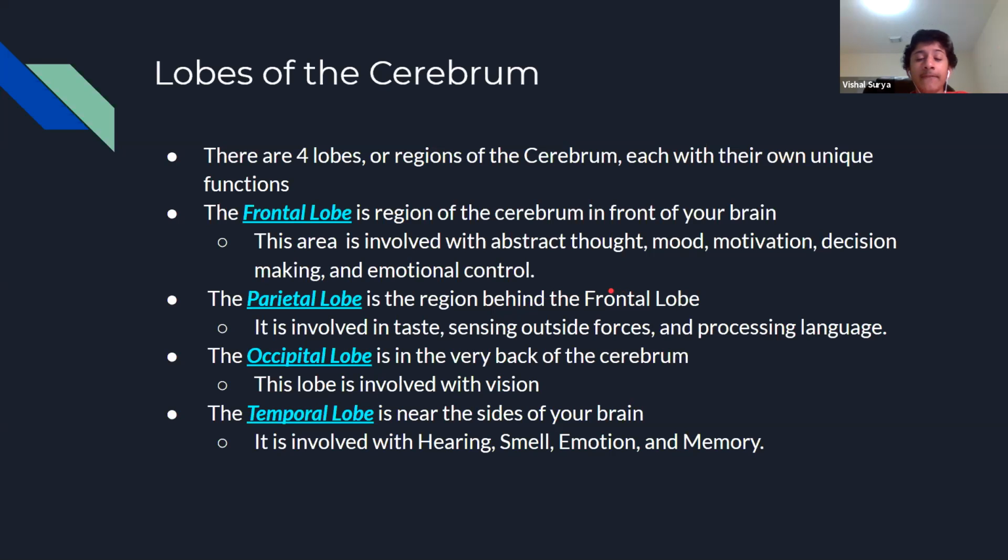Then finally, we have the temporal lobe. This is near the sides of your brain right here, or if you might be familiar with the term, the temples, and it is involved with hearing, smell, emotion, and your memory.